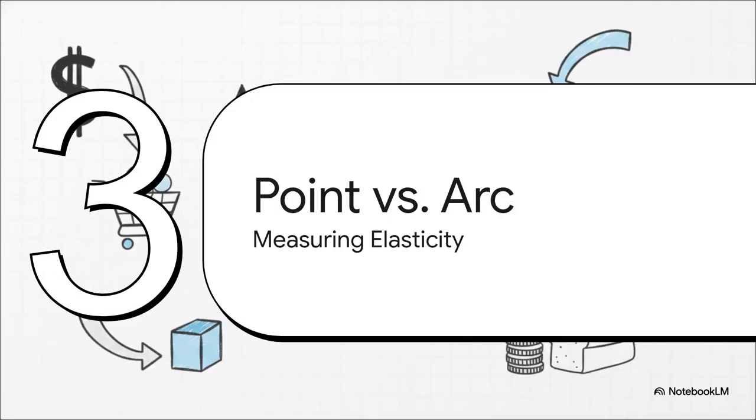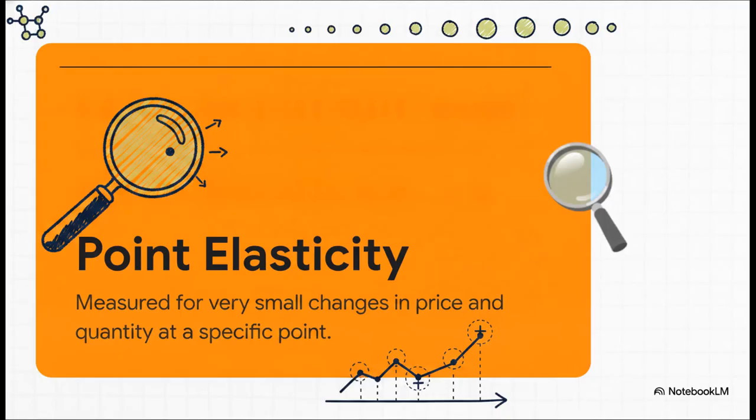Section 4, point versus arc. So how do we measure elasticity for infinitely small changes at a particular point on a demand curve? We use Marshall's point or geometric method. The core visual formula you need to know right off the bat is this. Elasticity of price equals the lower line segment divided by the upper line segment.